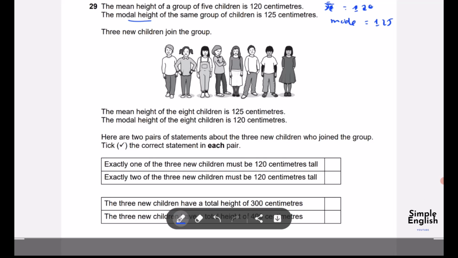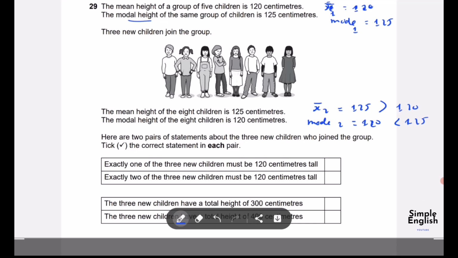Then 3 new children join the group. The mean height is the first mean, and the mode is the first mode. The mean height of the 8 children, the second mean, is 120, which is greater than 121. And the second mode is 120, which is less than 125. Here are 2 pairs of statements about the 3 new children who join the group. Select the correct statement in each pair.